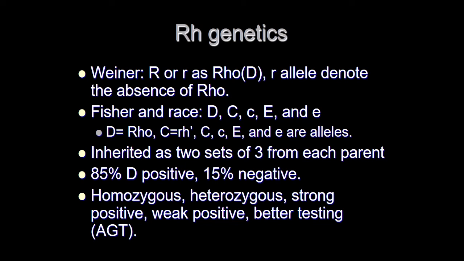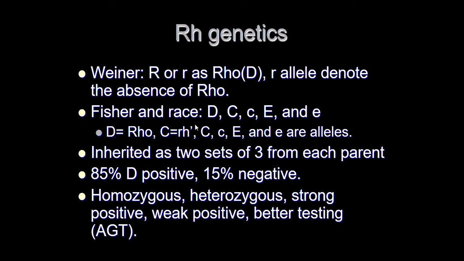So here we have, for example, the Wiener classification. It depends on capital R, for example, here. Capital R means Rh positive, it has capital D in it. Or for example, RHO, rho, you call it. That means it has the capital D with it. Small r, it doesn't have it, so it is the Rh negative allele. So the absence is small r, the capital R presence, or rho they call it.